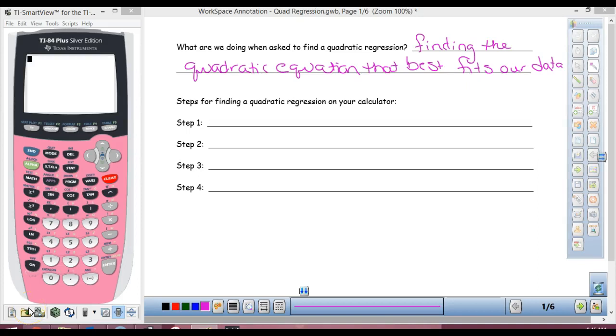All right, so what are we doing when asked to find a quadratic regression? We're finding the quadratic equation that best fits our data table. So what's going to happen is they're going to give us a table of data, and we're going to find the equation that best fits that.